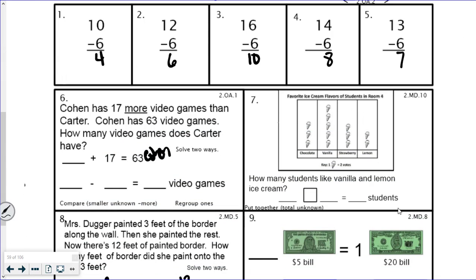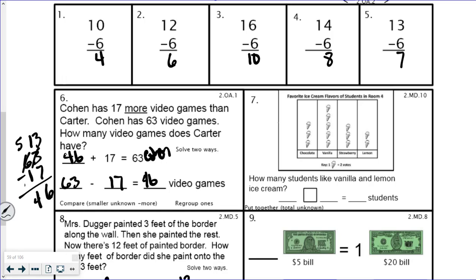Alright, so this one we're finding the difference between 63 and 17 to figure out how many games Carter has. So I'm going to rewrite this off to the side, as you should too. We're going to have to regroup. 5, and then this becomes 13. So it's going to be 6, 4. So Carter has 46 video games. So then we put a 46 up here. And then go to number 7.